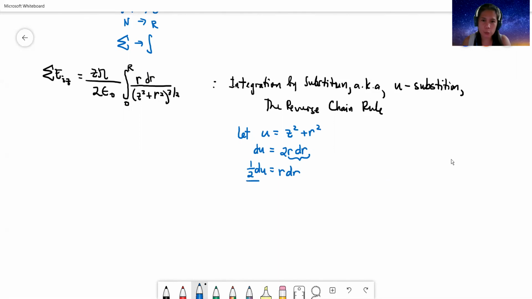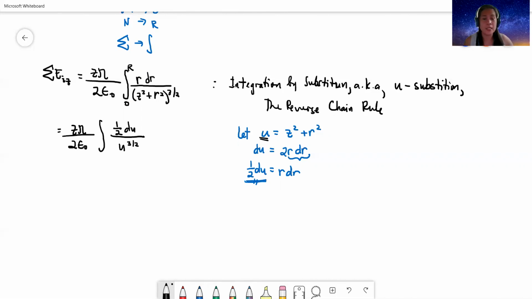So this is now what we will substitute for R dr here, so that the equation now will become, so this is now Z eta over 2. I hope you're still following, no? And then, so we have R dr will be substituted with 1/2 du. Okay. And then Z squared plus R squared, we define it as U. So we have U raised to 3 halves. So this is now a more straightforward integration.